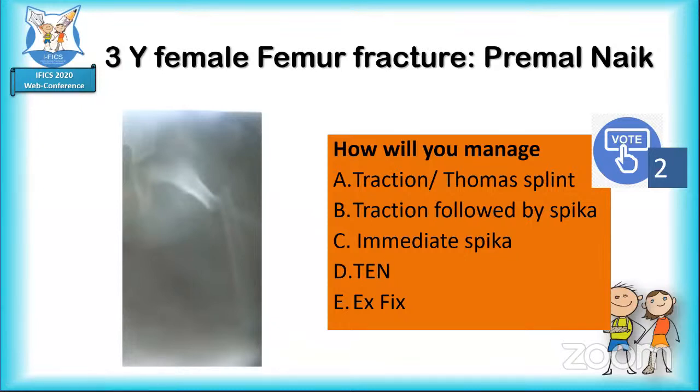So we have around 10 seconds for people to vote. And it's almost like Indian elections. There are trends happening, and I'm going to end the poll here and show you all the results. Everyone can see that 51%, almost 50%, wants to go for immediate spica, but closely followed by traction followed by spica, and then elastic nails in a 3-year-old child.